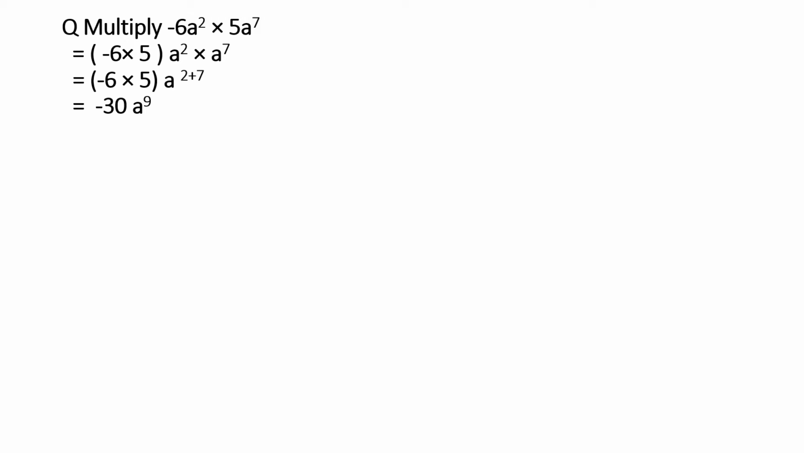From where has this a raised to power 2 plus 7 come? Because the bases are same and the multiplication sign is between, so according to the law of exponents, the exponents should be added. So it will become a raised to power 2 plus 7. Then it will become minus 30a raised to power 9.